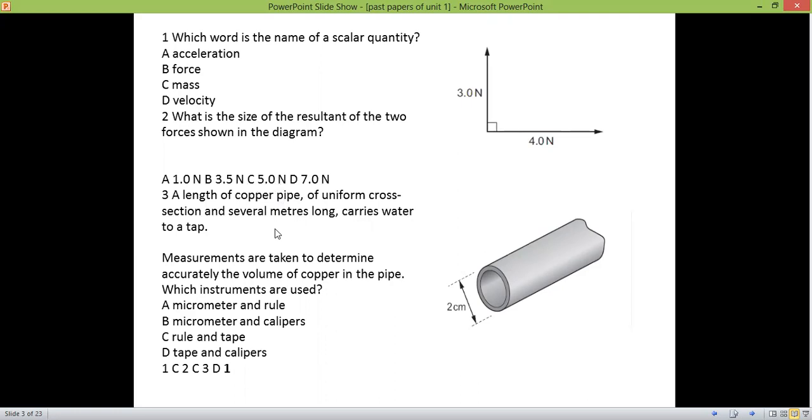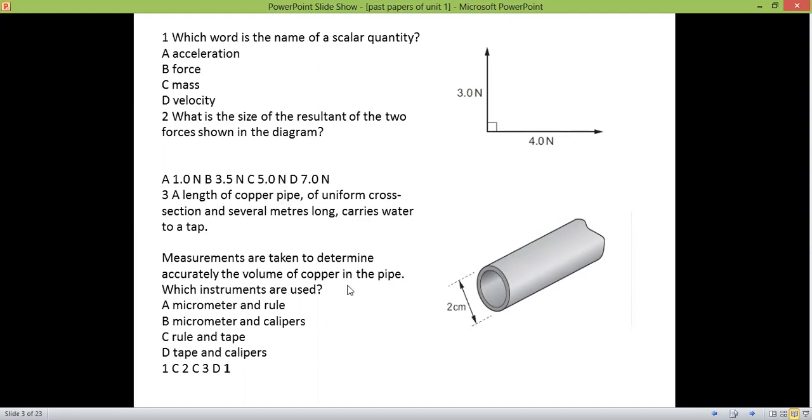Calipers can measure lengths above 2 centimeters, and a micrometer cannot measure lengths above 2 centimeters. Meter rule can measure a maximum length of 1 meter or 100 centimeters. It can't be used to measure lengths greater than 1 meter. So measuring tapes are used to measure lengths greater than 1 meter.